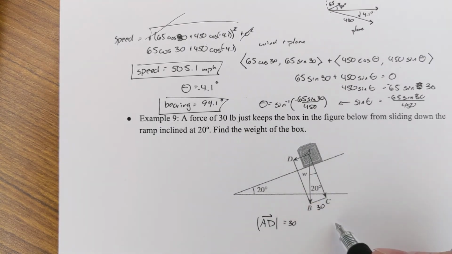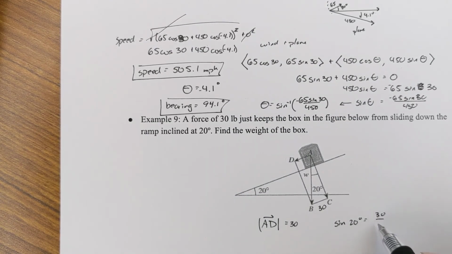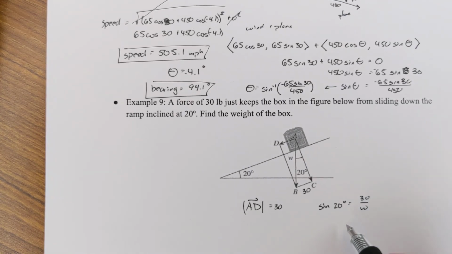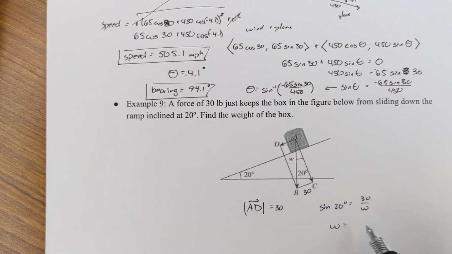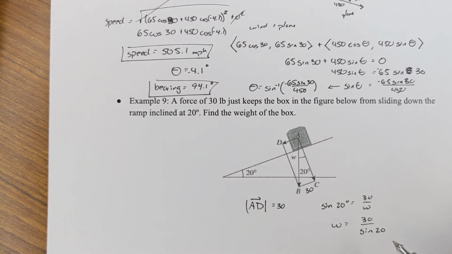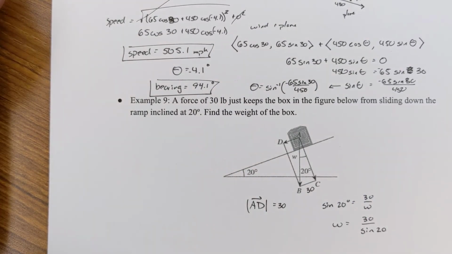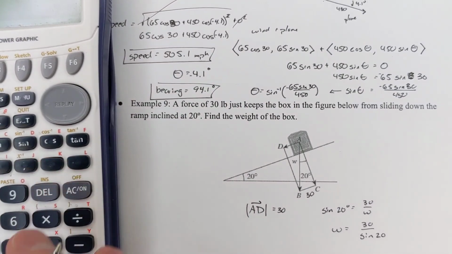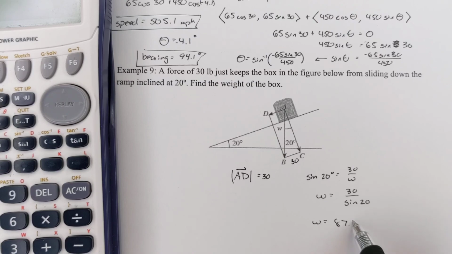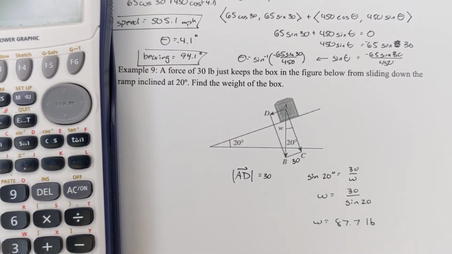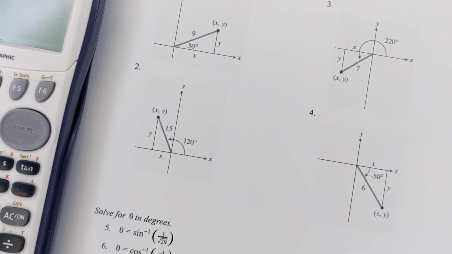So if I look at this triangle, the sine of 20 degrees is equal to 30 divided by the weight. So the weight is equal to 30 divided by the sine of 20. So let's see here. 30 divided by the sine of 20. So the weight of this box is 87.7 pounds. And that brings us to the end of the section.